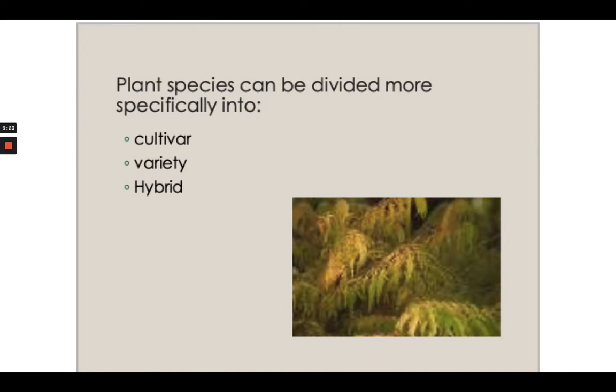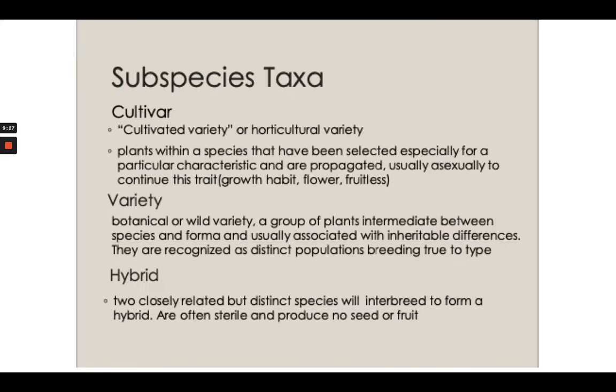Plant species can be divided more specifically into the cultivar, the variety, and whether or not they are hybrids. The species taxa, so the cultivated variety or the horticultural variety: plants within a species that have been selected especially for a particular characteristic and are propagated usually asexually to continue this trait. So that means that we are choosing how they reproduce, and we just want to have little clones of that plant. So maybe the growth habit or the flower, or if they're fruitless.